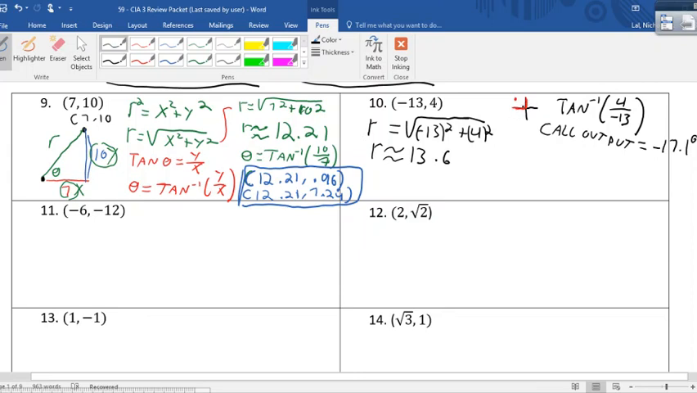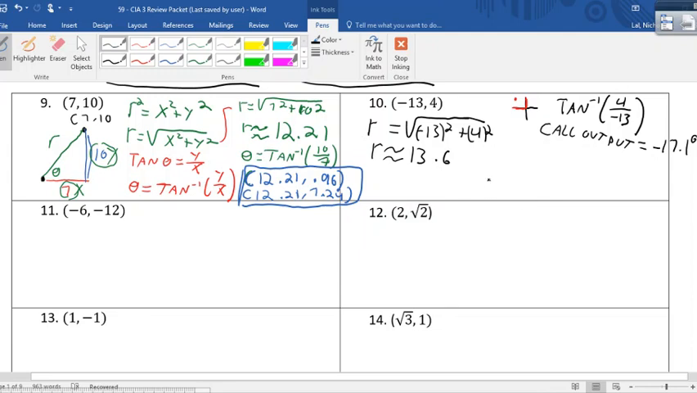And if you know that your angle is in quadrant 2, and we know this because our x is negative and our y is positive, then we have to adjust this angle to a quadrant 2 angle. And we do this by adding 180 to our value, because 180 minus 17.1 is going to give us our reference angle.